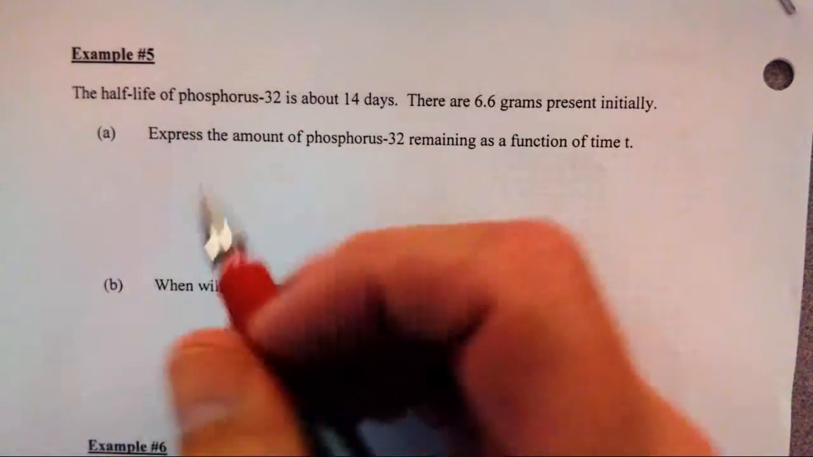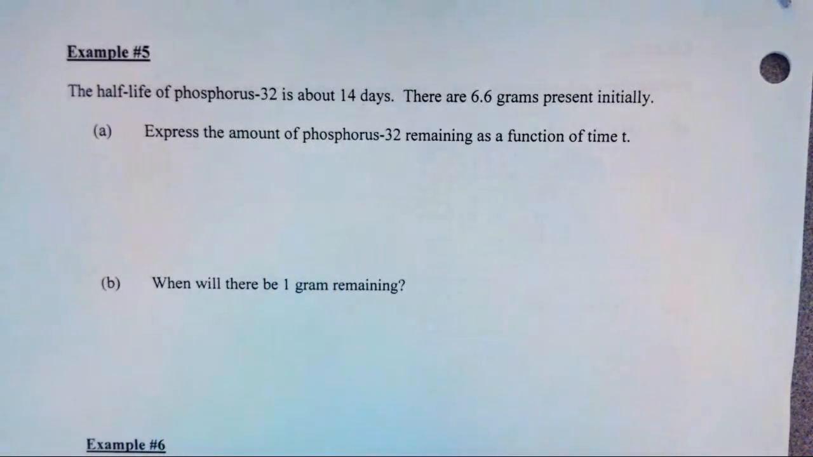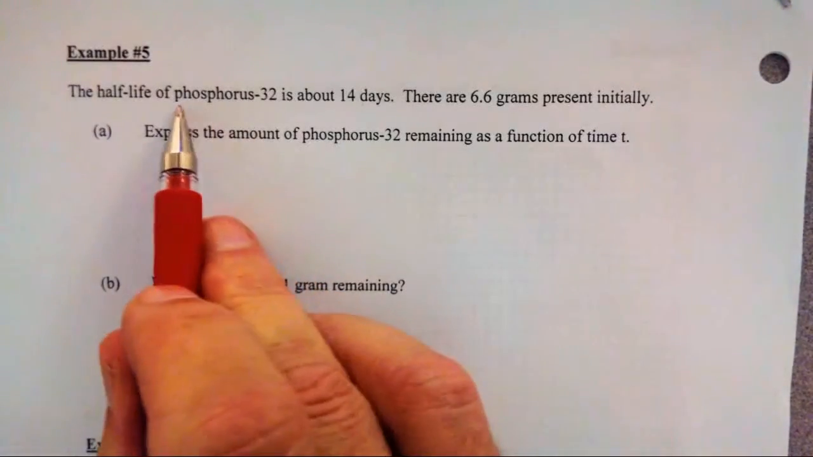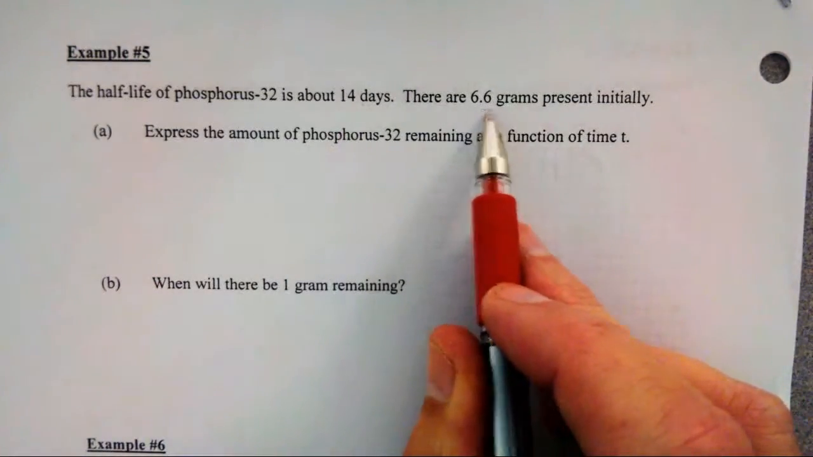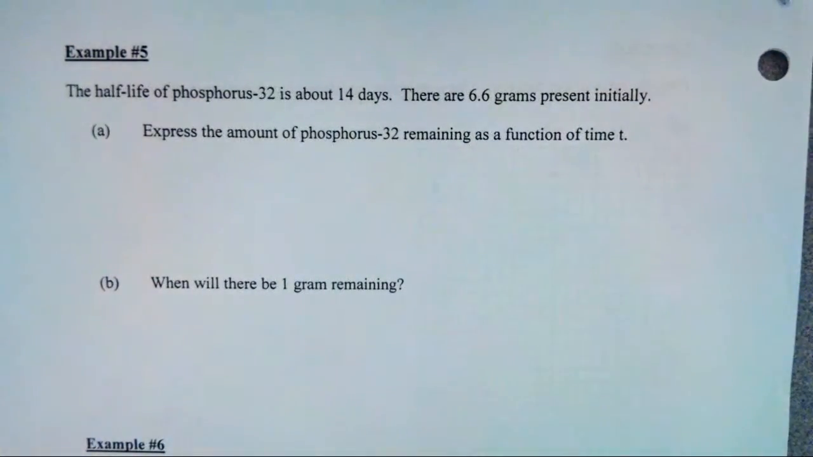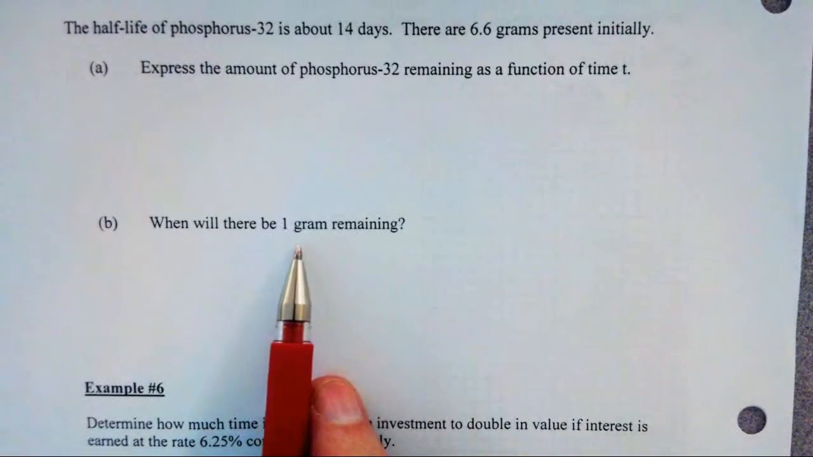Half-life problem. If you don't remember the half-life formula, make it your goal to understand that before we move on from this. So you're going to ask questions if you need to about understanding it so you don't have to memorize it. So we have a phosphorus that has a half-life of 14 days. We have 6.6 grams present. I'm going to jump to B. When will there be 1 gram remaining?